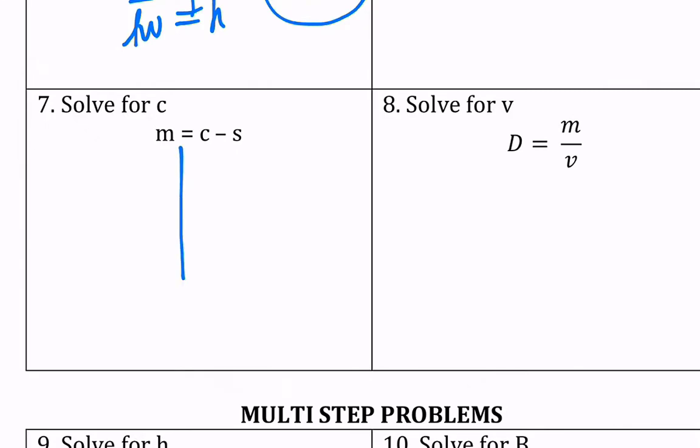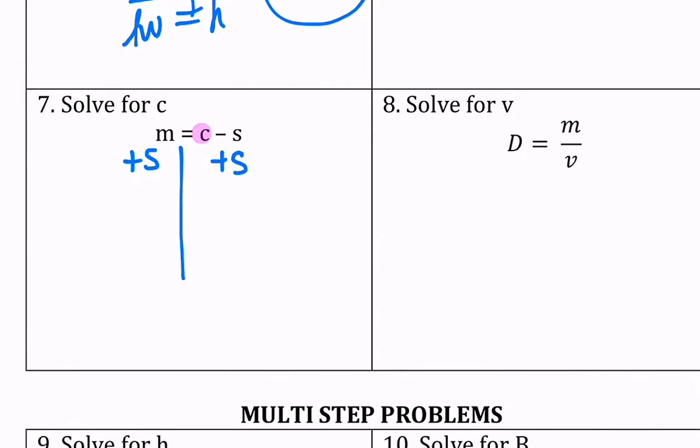On number 7, it wants me to get c by itself, so I look on the side that has the c. I know I need to get rid of that minus s. Well, remember, when you want to get rid of something, you just do the opposite. The opposite of a minus s is a plus s. What we do on one side, we have to do to the other.